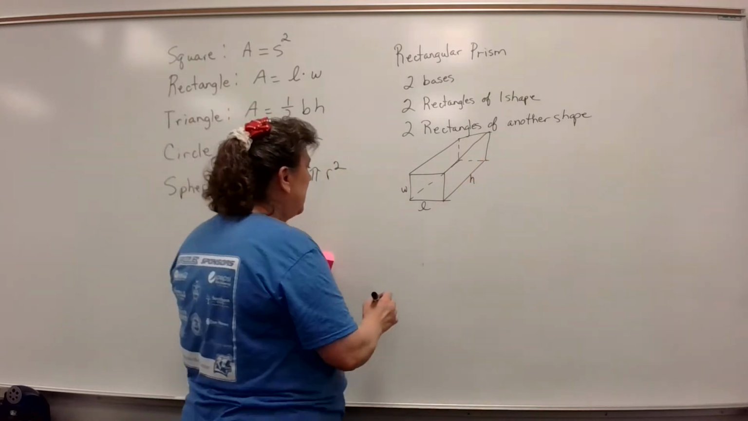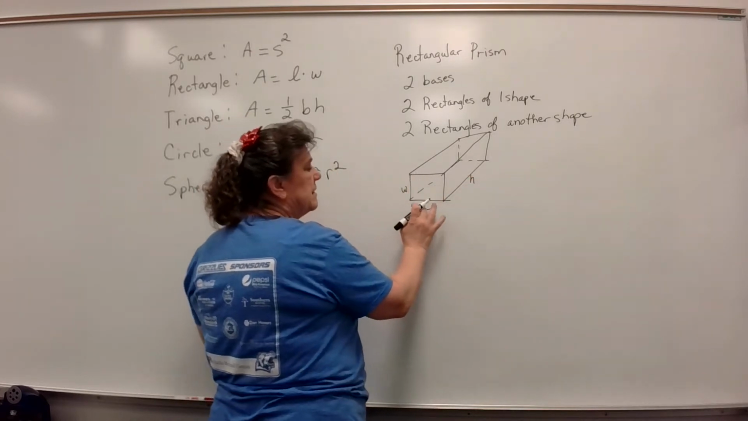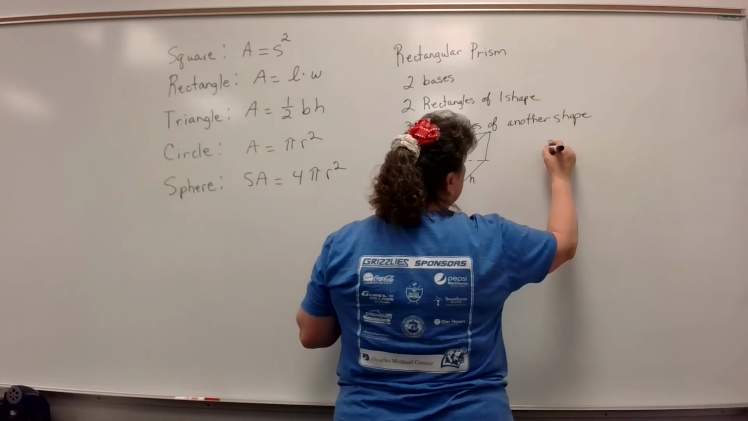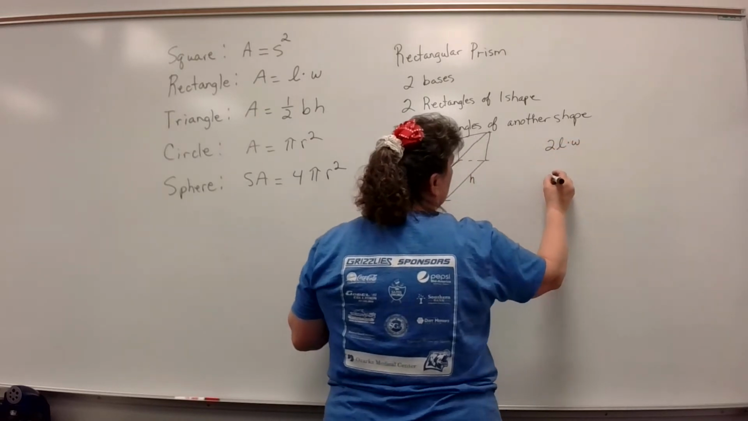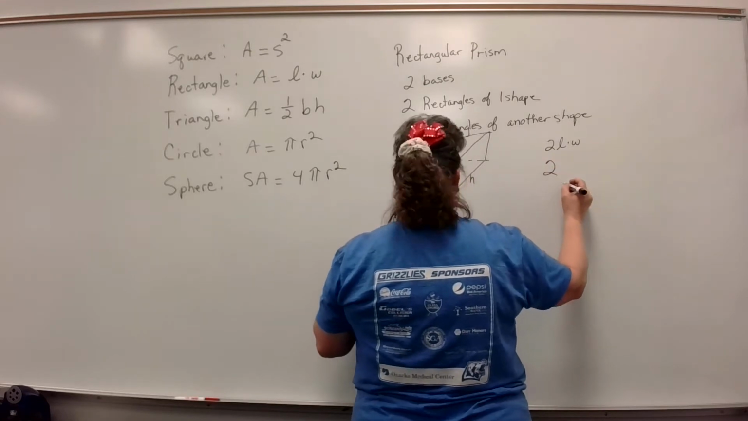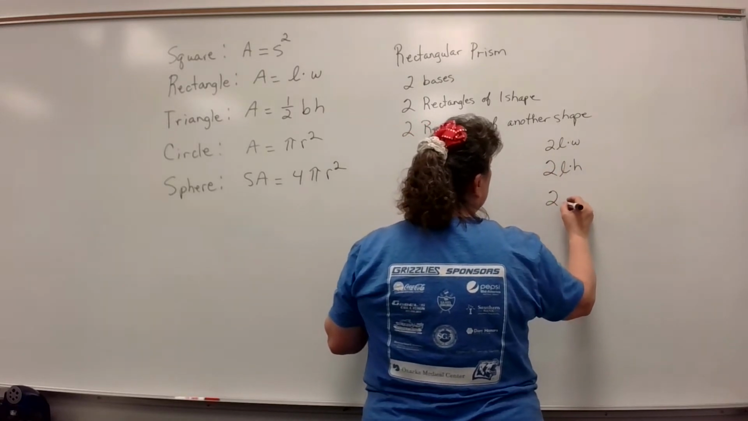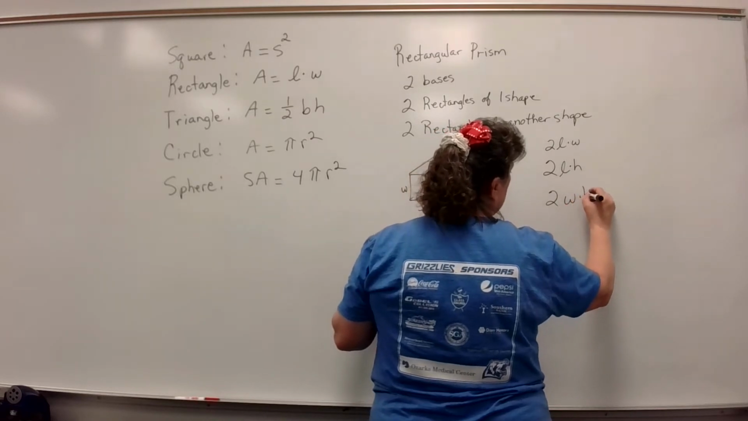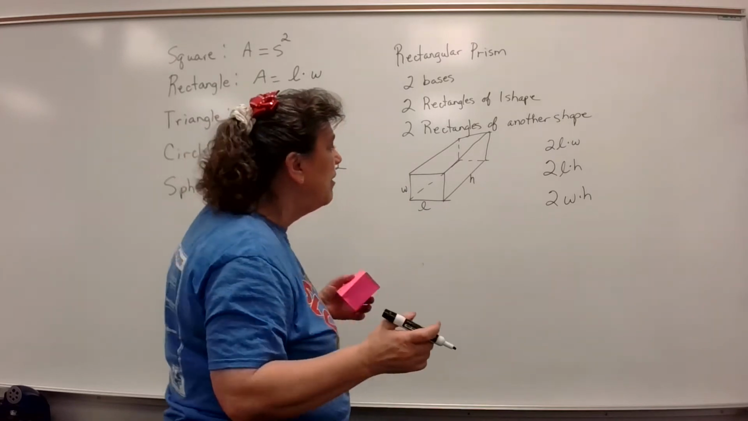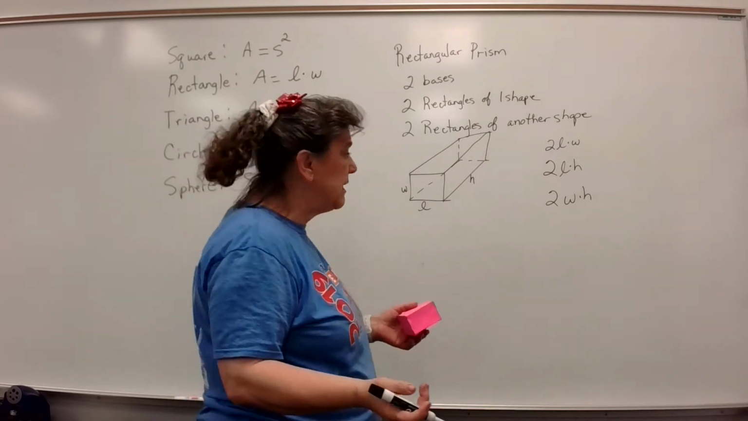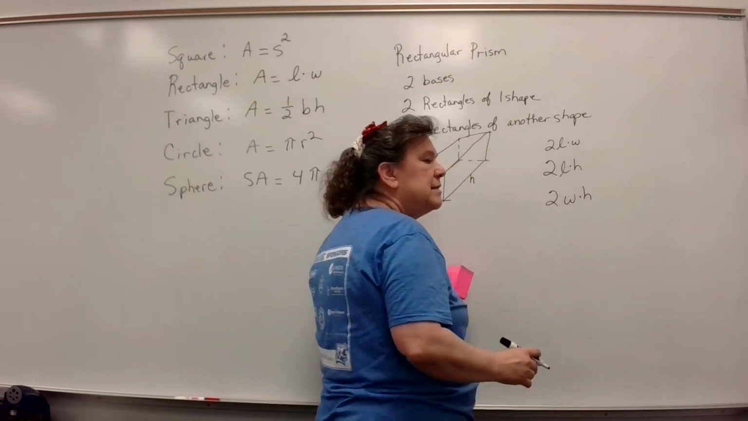So if my length and width and height, so I have two bases, so this is 2 of the length times width, and then we're going to add to it 2 of the length times the height, and 2 of the width times the height. So whatever those are, after you figure that out, you're going to add them all up together. Okay, so let's go ahead and let's do one.